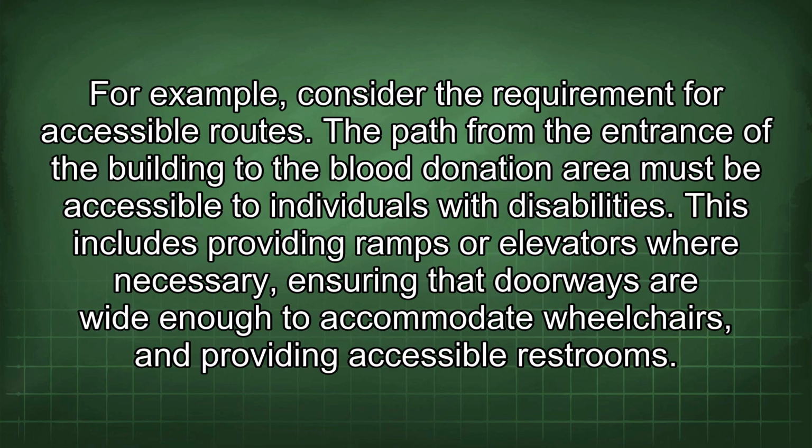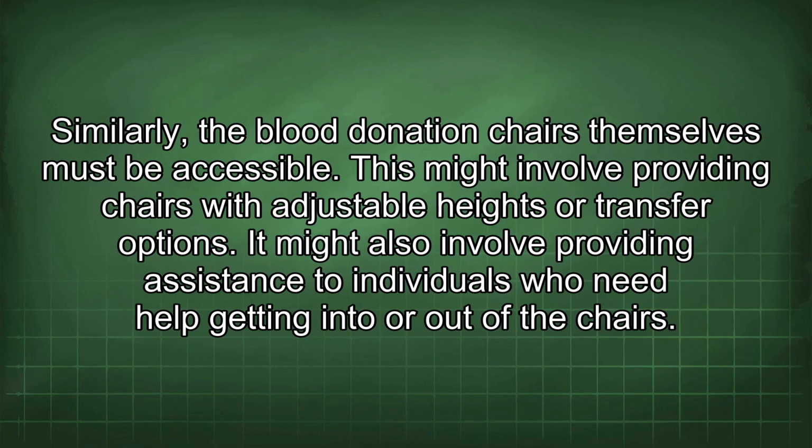For example, consider the requirement for accessible routes. The path from the entrance of the building to the blood donation area must be accessible to individuals with disabilities. This includes providing ramps or elevators where necessary, ensuring that doorways are wide enough to accommodate wheelchairs, and providing accessible restrooms. Similarly, the blood donation chairs themselves must be accessible. This might involve providing chairs with adjustable heights or transfer options. It might also involve providing assistance to individuals who need help getting into or out of the chairs.